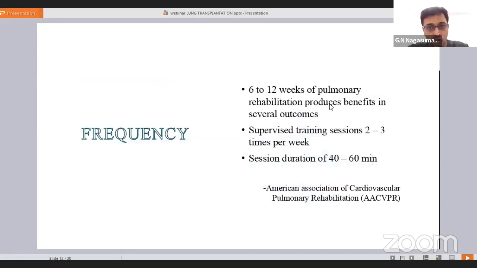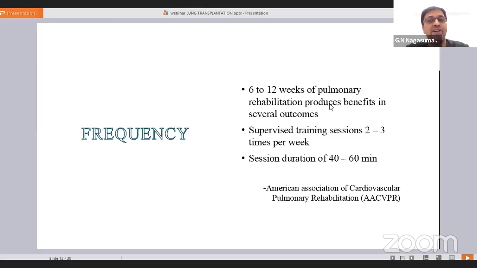For frequency, it is usually 6 to 12 weeks of pulmonary rehabilitation. If you want to see any benefit out of pulmonary rehabilitation, the patient should undergo a 6 to 12 week rehabilitation program. Then only can we expect the outcomes. Likewise in musculoskeletal rehabilitation, you can't expect results in 3 or 4 days or 1 or 2 weeks. It's mandatory to undergo 6 to 12 weeks.